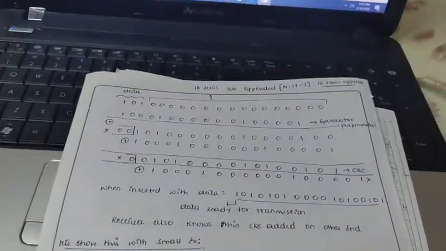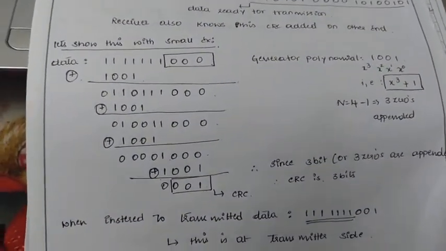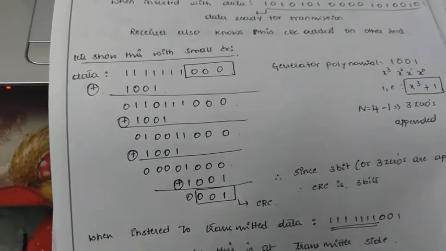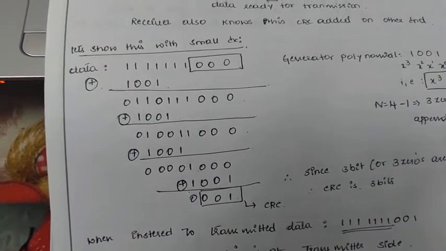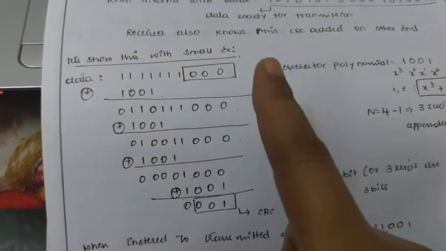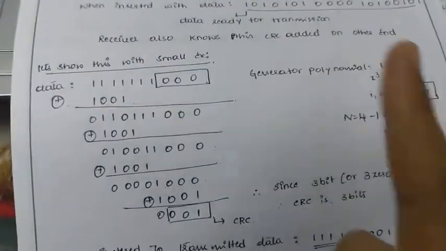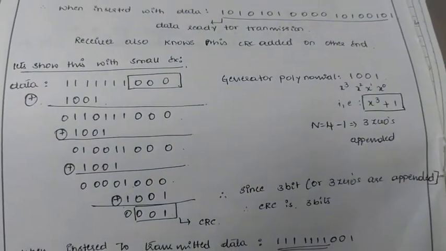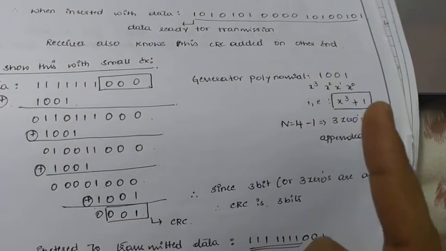So this is with the larger bits. Now let's see with the smaller bits. Now here the data I have taken is ones. So how many ones we have? We have 7 ones. That is the data, and I have appended zeros. How will we append the zeros? We'll append the zeros depending upon the generator polynomial. So the generator polynomial given is x cube plus 1.